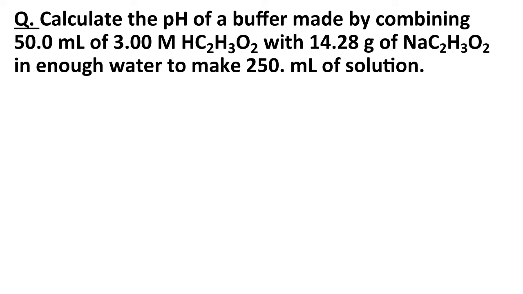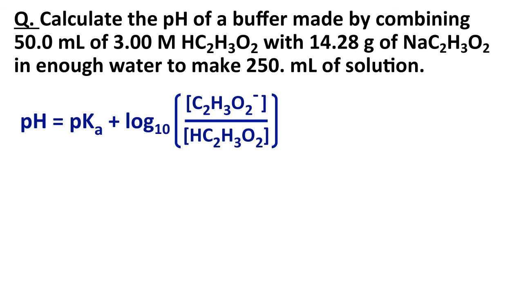We take some weak acid, in this case acetic acid. We take some of its conjugate base, in this case the acetate ion, which comes from some sodium acetate. We mix them together in a container, add enough water to make our particular volume we're interested in, and then that solution will have a particular pH.